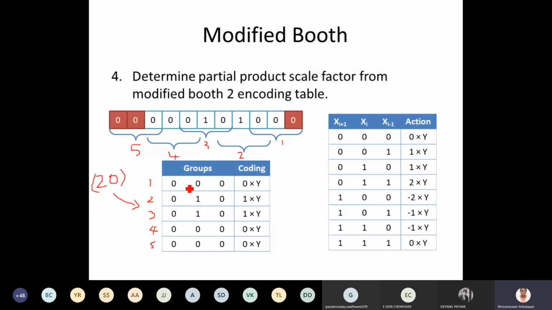Now what do I have to do? I have to recode it. 0, 0, 0. What is the action I have to take? If I have 0, 0, 0, I am simply going to substitute this 0, 0, 0 with one single 0, that is 0, times y, which is the other number, the multiplicand that I am going to multiply. So you don't need to bother about this y and all.